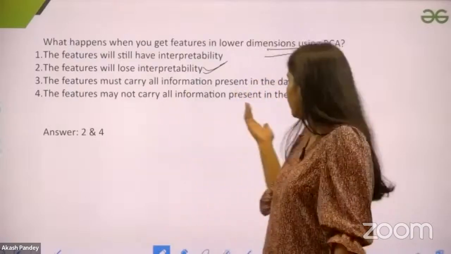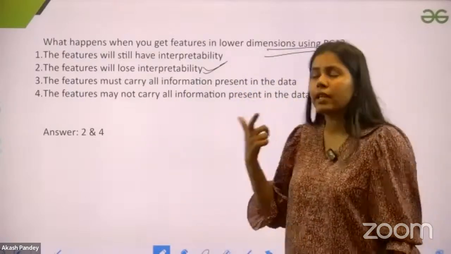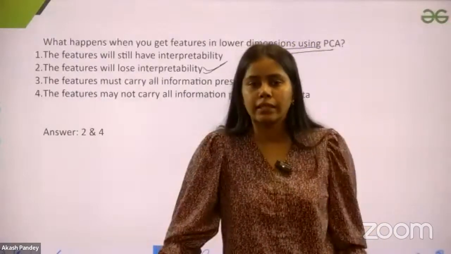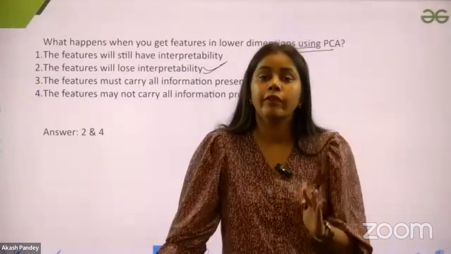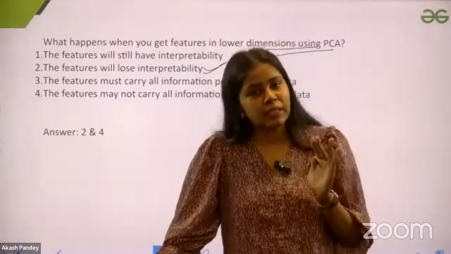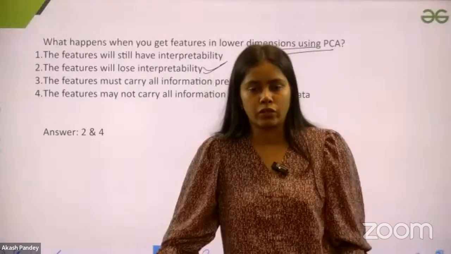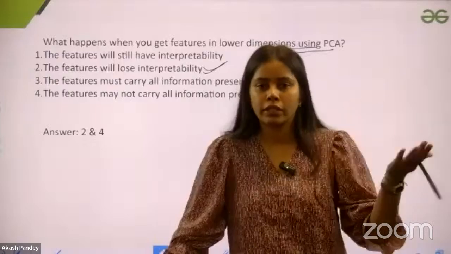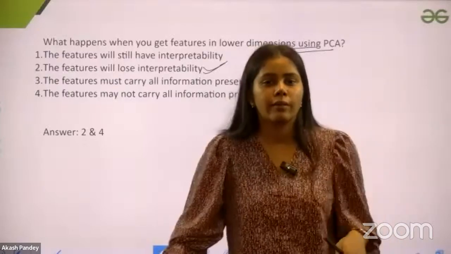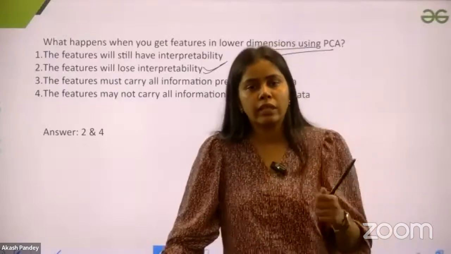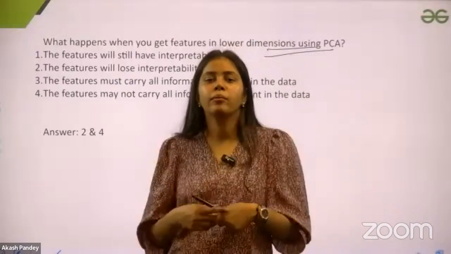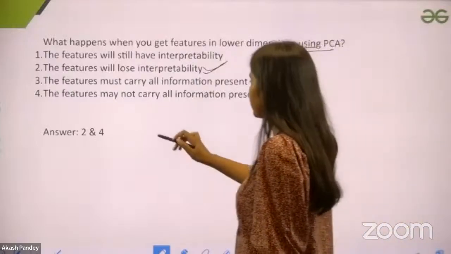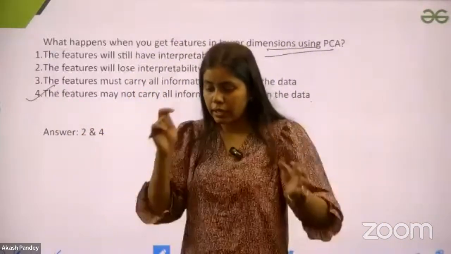Where were we? We were discussing that it must carry all the information. When we reduce a data set using any dimensionality reduction method, we try not to lose much of the information, but there is always a loss of information, right? Because you are moving from 5 dimensions to 3 dimensions, or 3 dimensions to 2 dimensions, there would be a loss of data, but you would take the technique in which you have minimum data loss. The feature may not carry all the information present in the data. So option 4 is correct. So here second and 4 are correct.